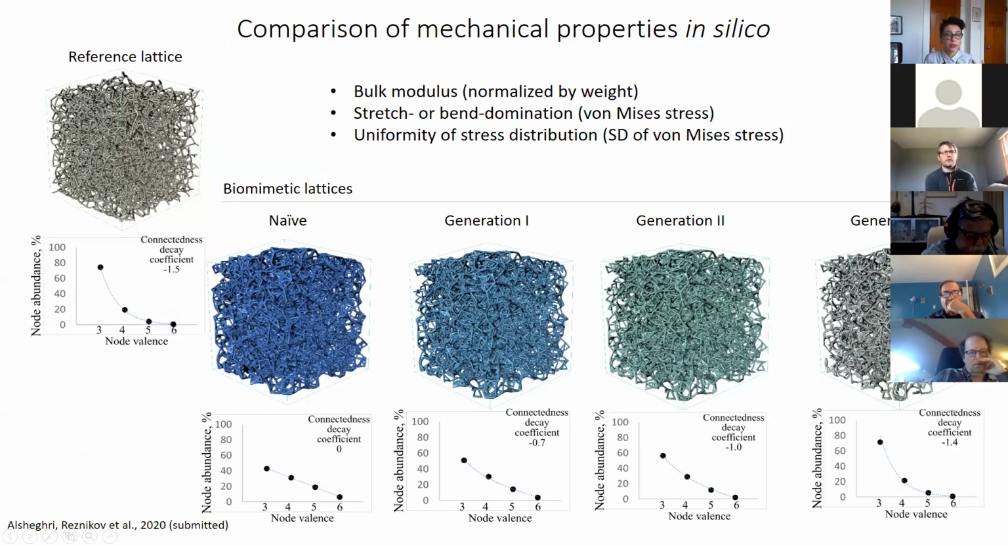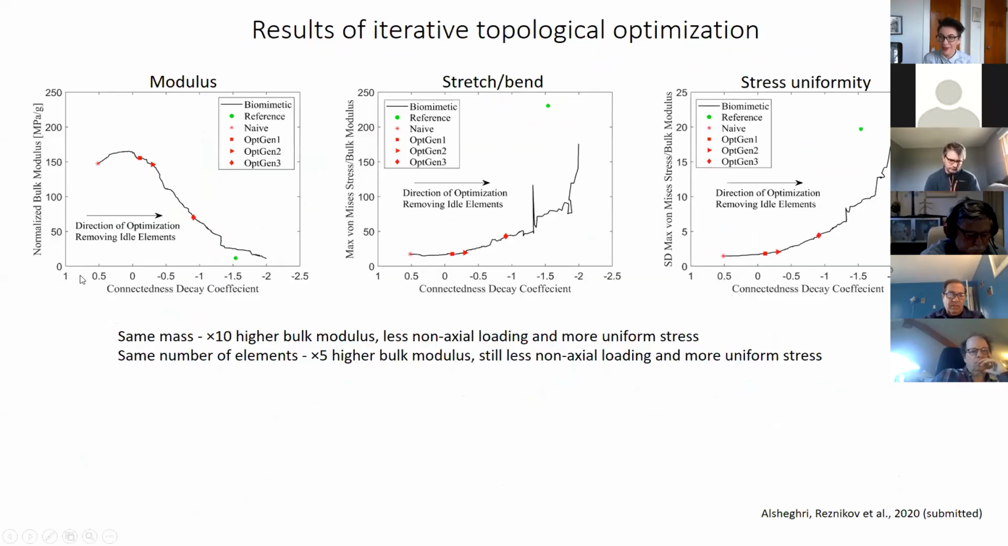So we had, therefore, 5 objects to compare. For each of them, we were also monitoring their topological descriptors, such as the proportions of the nodes of different valence. When we compared the mechanical properties, the modulus, and the distribution of stresses within these lattices, we found that when optimization was done in 3 axes, the biomimetic lattices, when having the same mass as the reference, had 10 times higher bulk modulus.